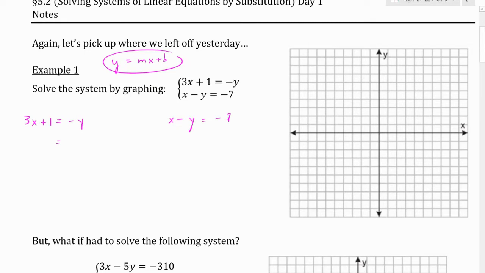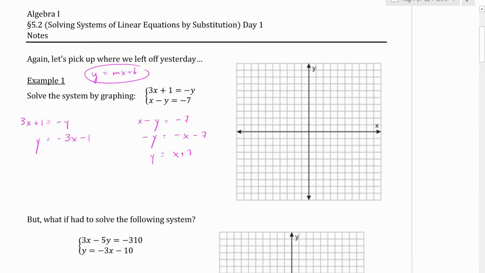So, the y's over here on the right. Let's move it back to the left, which makes it positive y, which means if I move the 3x to the right, it'll be negative 3x. If I move the 1 to the right, it'll be negative 1. This one, y is on the left. Move the x, push the 7, divide both sides by negative 1. It's just going to change all the signs.